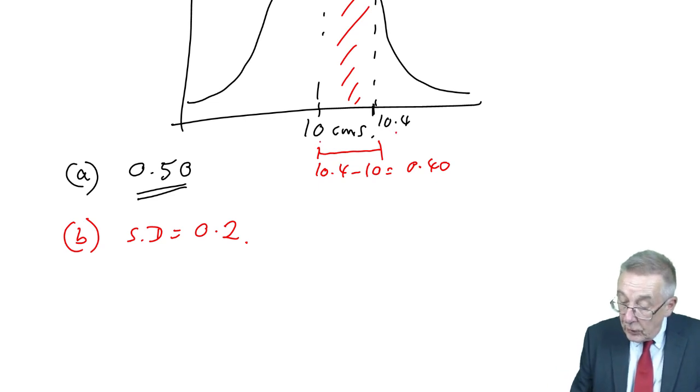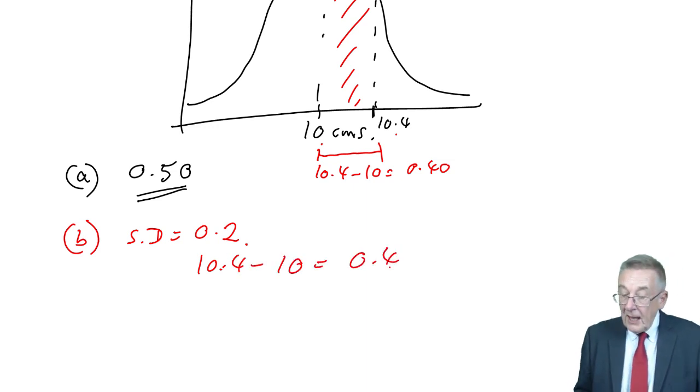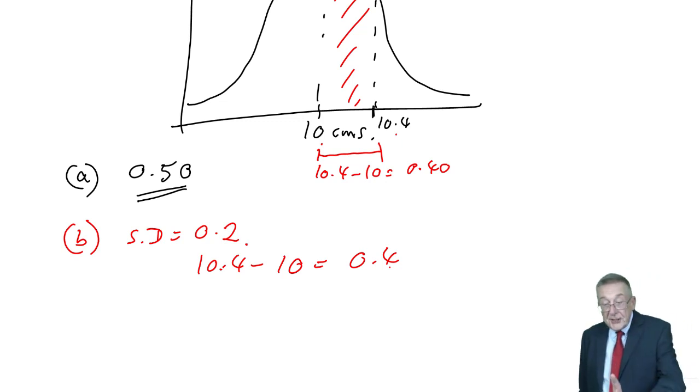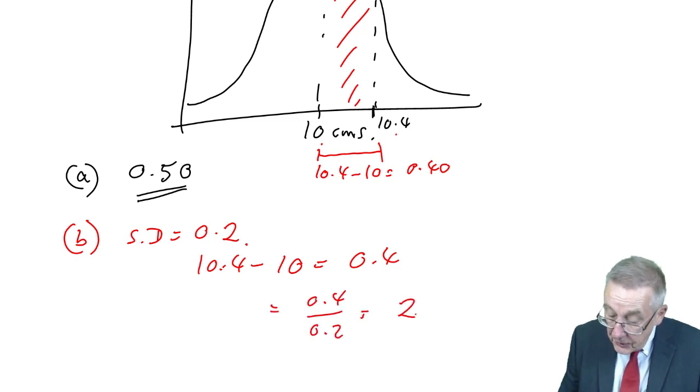Well, 10.4 minus 10, I'd already written down. We say, well, how many standard deviations is that? Well, if one standard deviation is 0.2, surely 0.4 divided by 0.2 is 2 standard deviations.